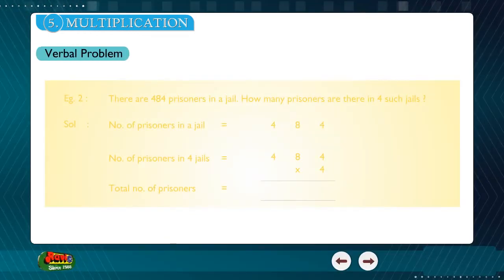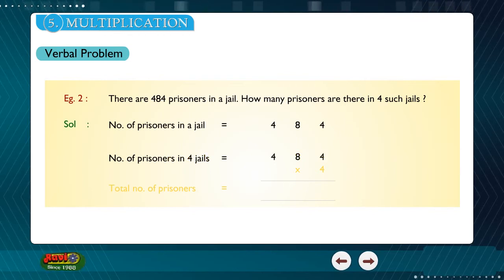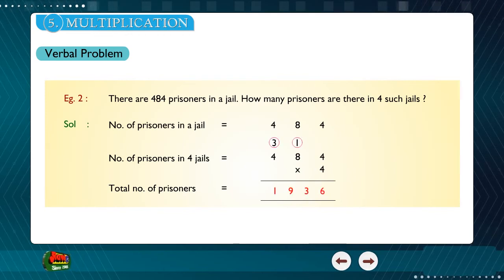Verbal problem. Example 2. There are 484 prisoners in a jail. How many prisoners are there in 4 such jails? Solution. Number of prisoners in a jail: 484. Number of prisoners in 4 jails: 484 into 4. Total number of prisoners: 1936.